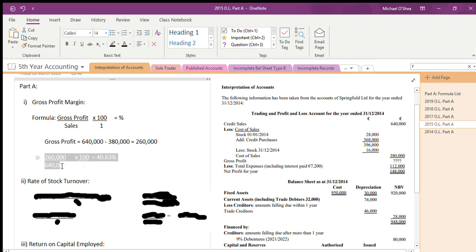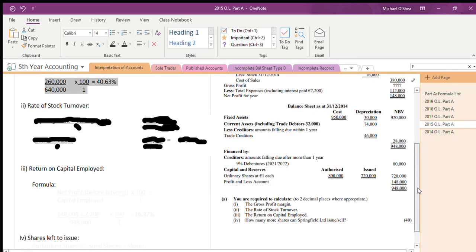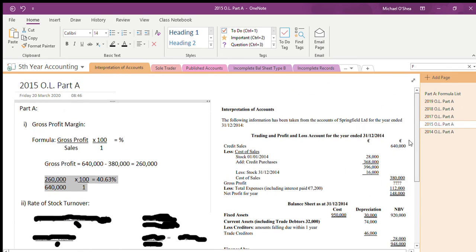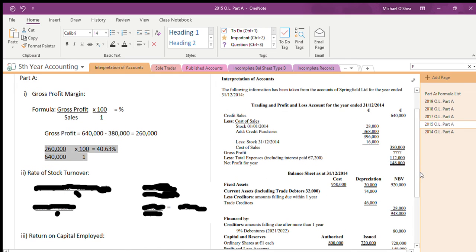So, 260,000 as I just worked out, divided by 640,000, which is sales, multiplied by 100 over 1, to 2 decimal places again because they told us to do that down here, and it's always in percent, 40.63%.